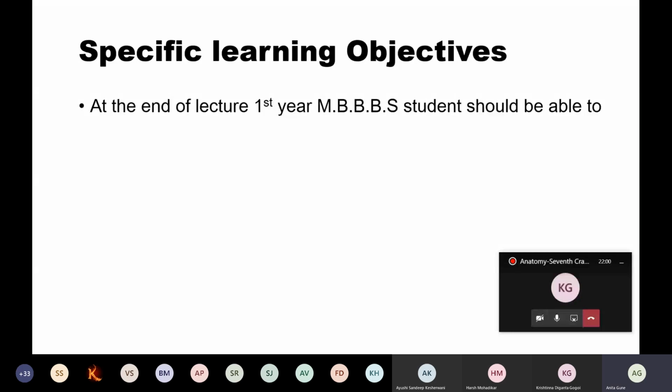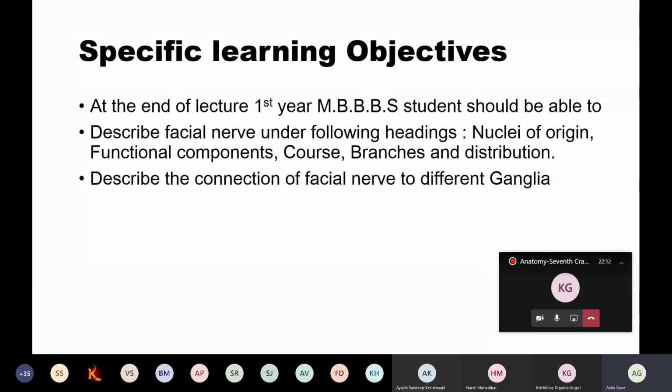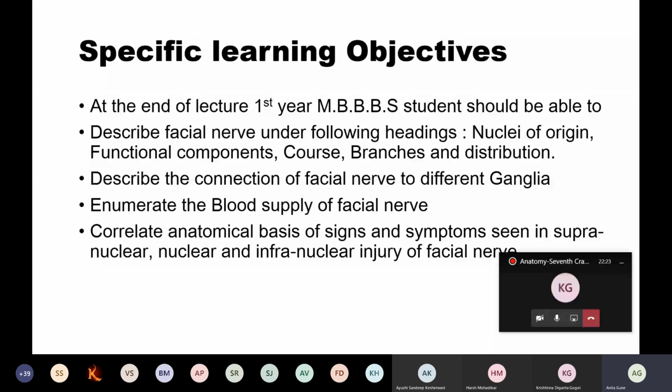The specific learning objectives of the lecture are: you should be able to describe facial nerve under following headings, that is nuclei of origin, functional component of the facial nerve, course and branch distribution of the facial nerve. You have to describe the connections of the facial nerve to different ganglia and how the fibers are distributed. Enumerate the blood supply of the facial nerve. Correlate anatomical basis.